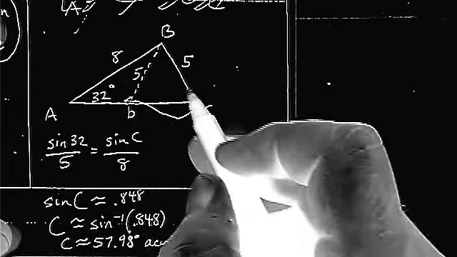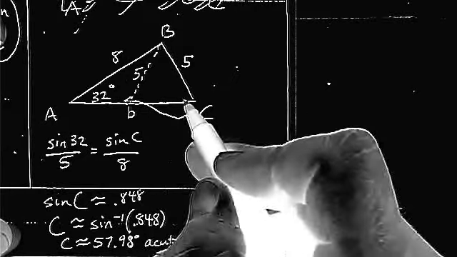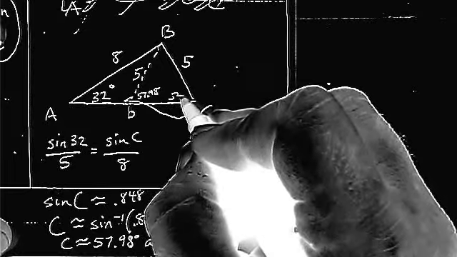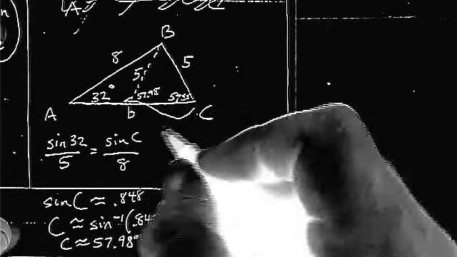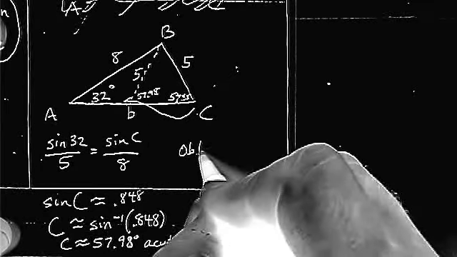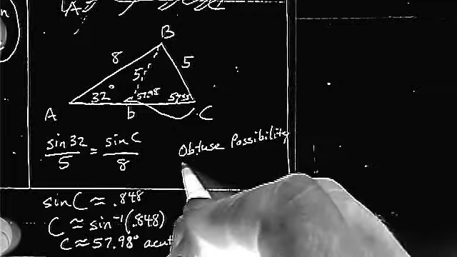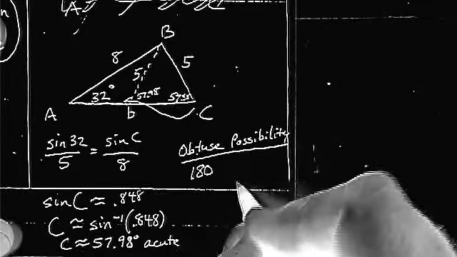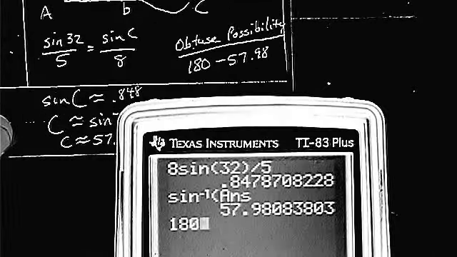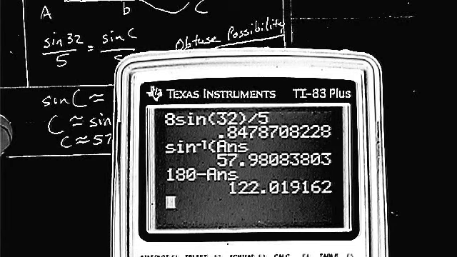But I hope you realize that this little part is isosceles. And the base angles of an isosceles triangle are the same. So this would be 57.98, and this would be 57.98 if we were talking about this triangle. So what would that make the obtuse one? So the obtuse possibility would be, you guessed it, 180 minus 57.98. And I'll use that answer feature, which is found on the negative at the bottom of the calculator. So 122.02.